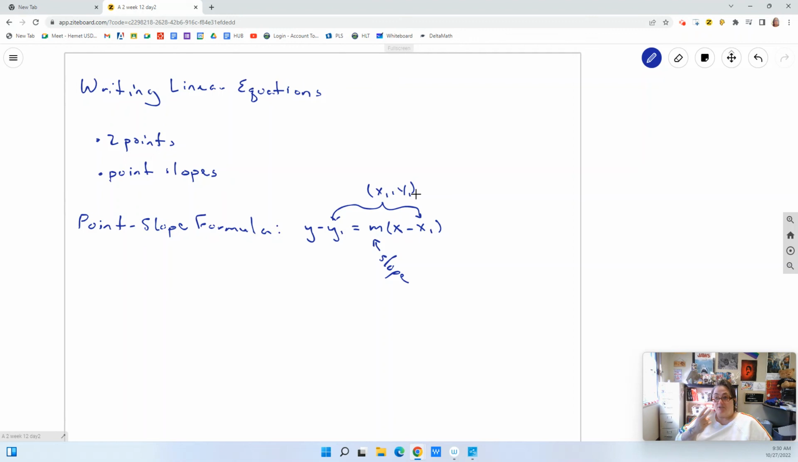So as long as I have at least 2 points or I have a point and a slope, I can write the equation of any line. So I'm going to take you through that process right now, starting with a point and a slope, because a point and a slope is a little easier to find. All the work's already done, right?